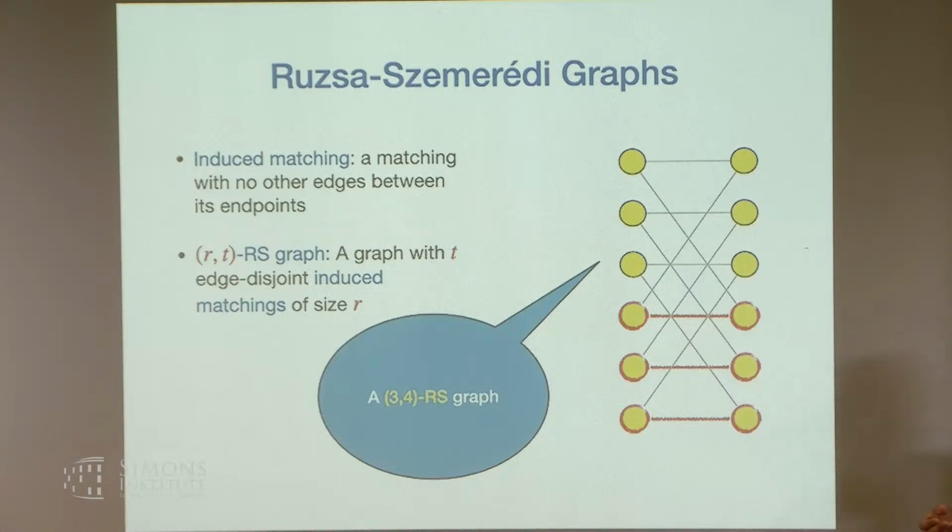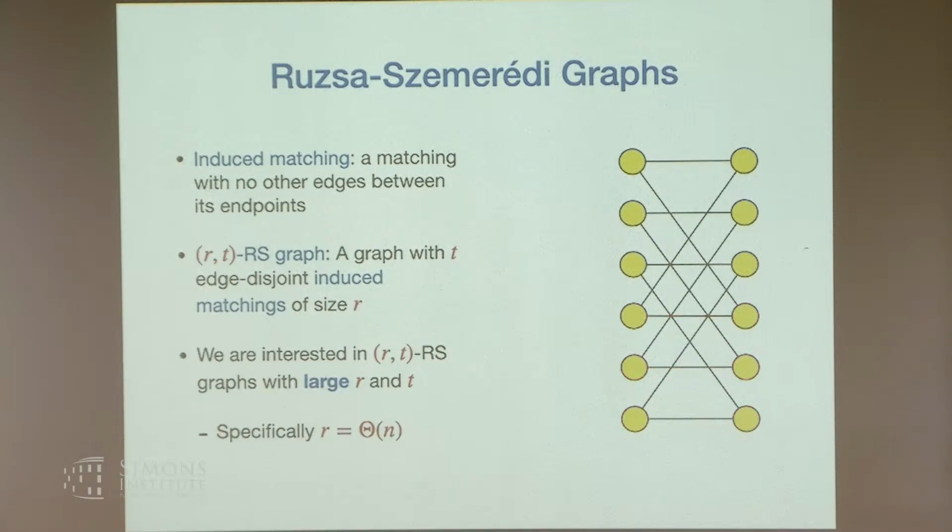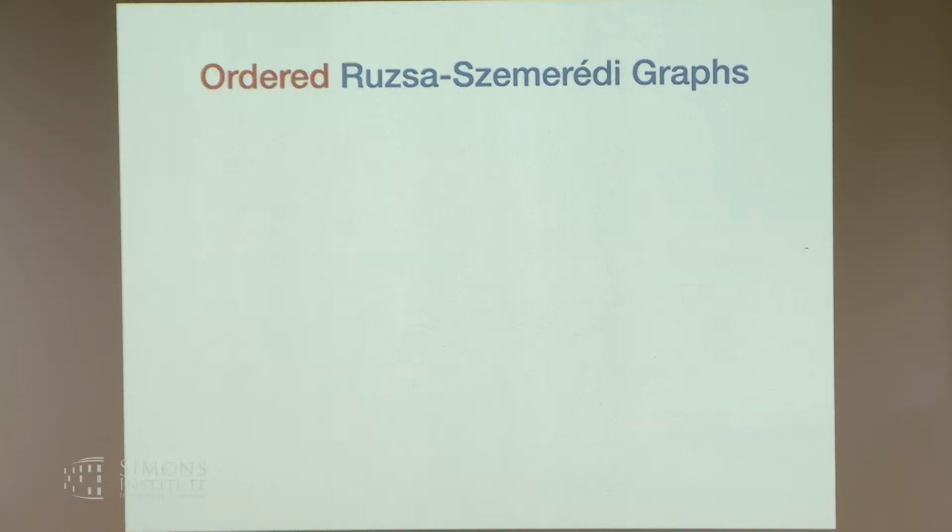This is payback for those of you who missed Sohail's talk. But this is 3 by 4. So this is the RS graph. And we are generally interested in RS graphs that have large values of R and T. In this talk, we want R to be asymptotically equal to N. This is like theta of N, N over 1,000, N over million, but theta N, we know what is theta N. Good. So these are RS graphs.